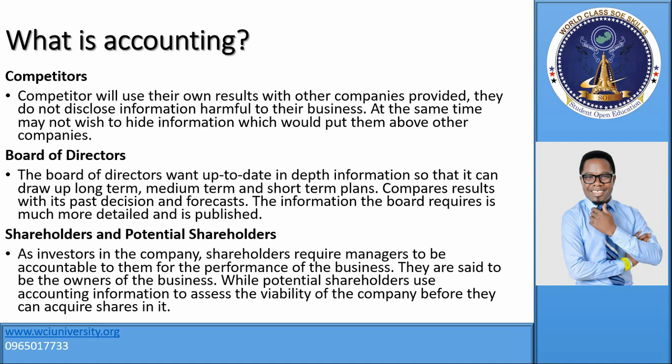The information the body requires is much more detailed and is published. Shareholders and potential shareholders. As investors in the company, shareholders require managers to be accountable to them for the performance of the business. They are said to be the owners of the business, while potential shareholders use accounting information to assess the viability of the company before they acquire shares in it.